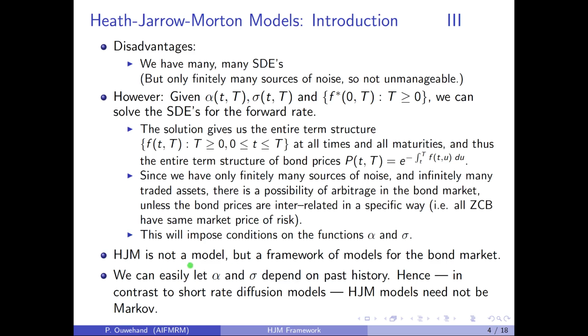Notice that HJM is not a model, but a framework of models for the bond market, just as short rate models form a framework for modeling the bond market. Now we can easily let the stochastic processes alpha and sigma depend on past history. Hence, in contrast to short rate diffusion models, HJM models need not be Markov. We'll have a bit more to say about Markovianity of HJM models towards the end of this lesson.